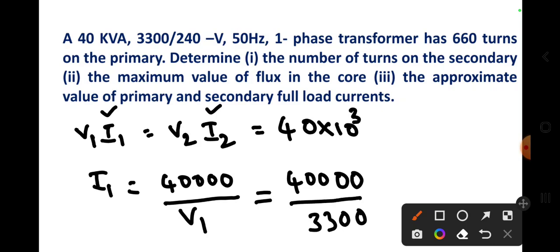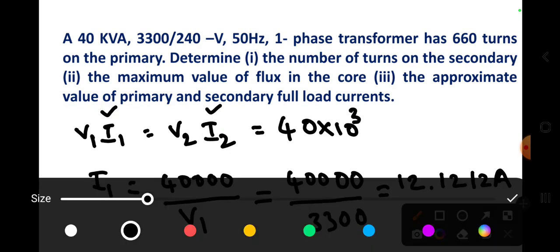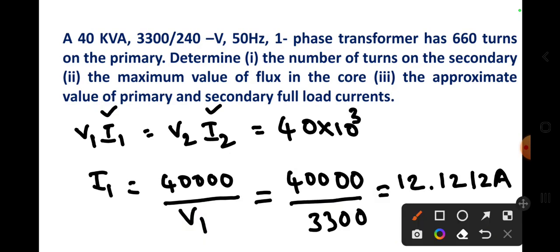3300. Then this value will be 3300, 12.12 amperes. And similarly, what is the value of I2?